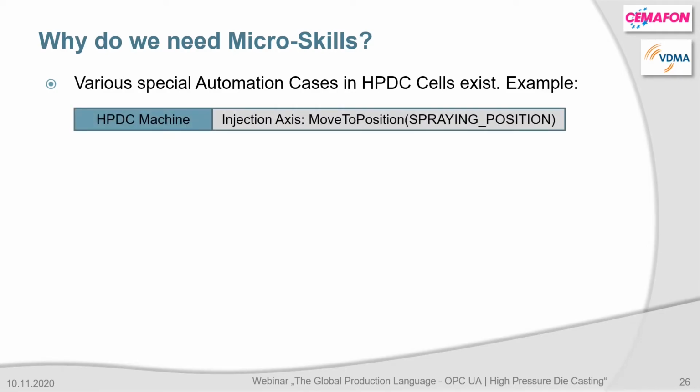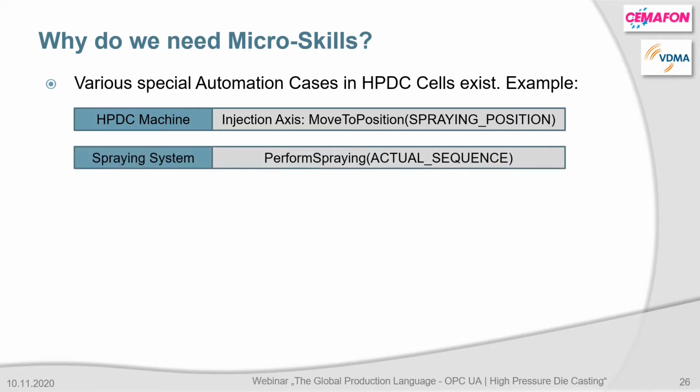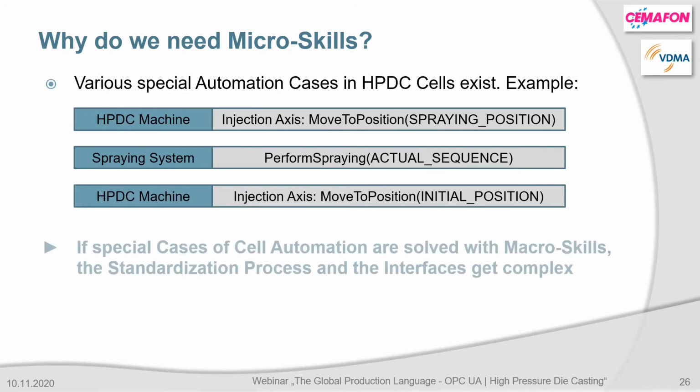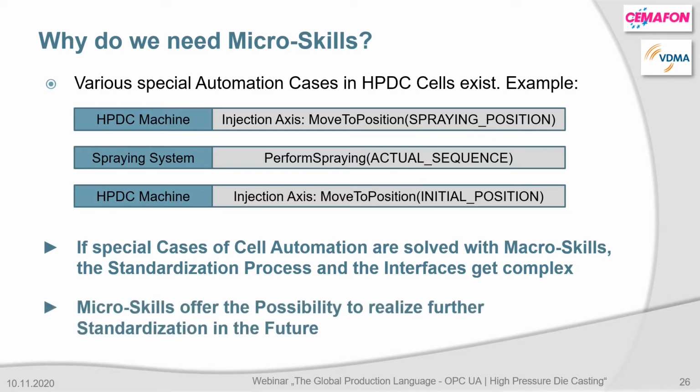So why do we need these micro skills? I've said it before, there is sometimes micromanagement of specific axes needed. For example, we have a spraying process where an axis of the high pressure die casting machine has to be moved. So we call the move to position of the machine to the spraying position, then the sprayer performs its actual spraying sequence, and then the machine moves again to the initial position. With this possibility to use skills and micro skills, we are able to automate a cell really well, and very flexibly, with OPC UA.